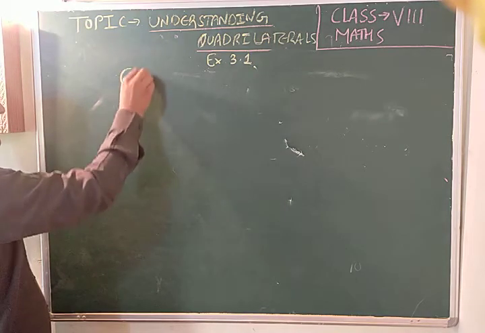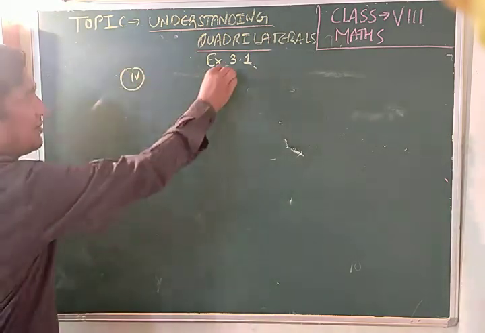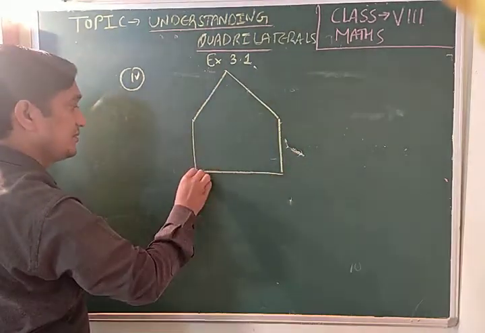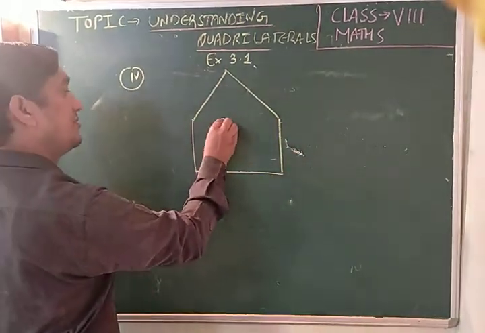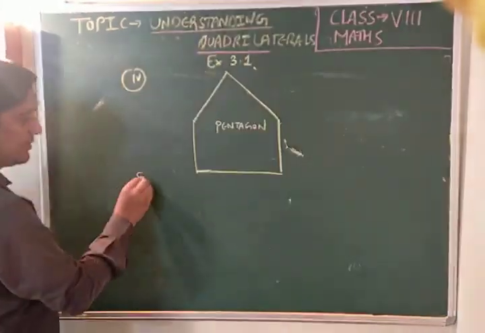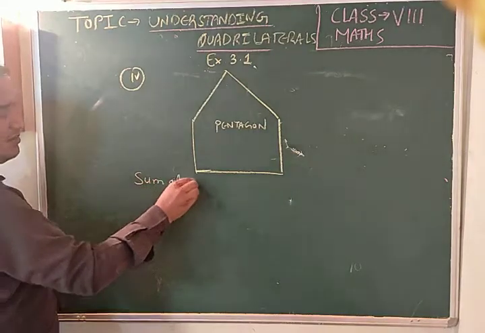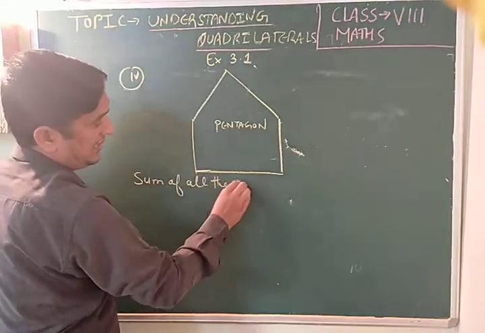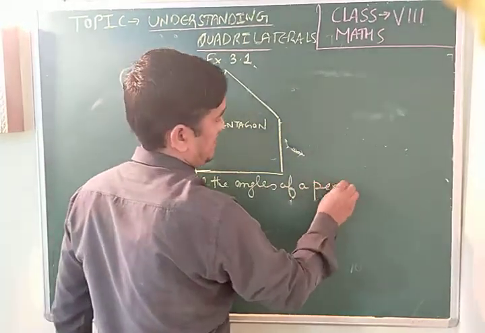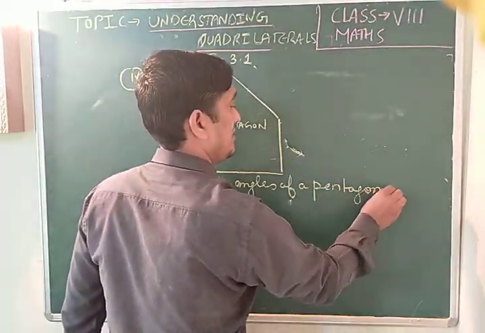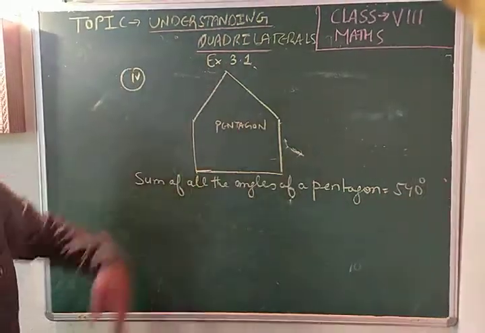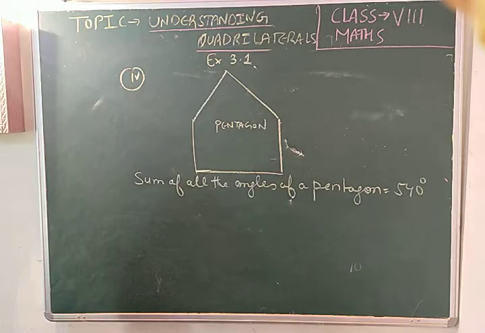fourth part. This pentagon is given. Pentagon. And we know that the sum of all the angles of a pentagon is 540 degree. And children, nothing is given, but the thing is this, you have to look at the figure.